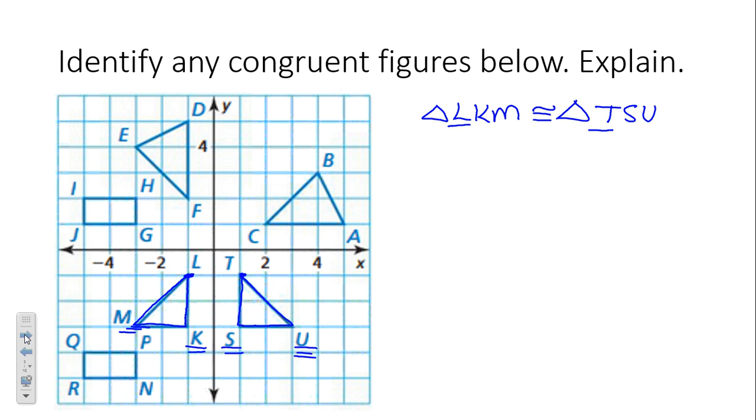What's another pair of figures that are congruent? IHGJ. Okay, that's a rectangle. We don't have a symbol for rectangle, so we're going to write the word rectangle. IHGJ, congruent to. Okay, so Andrew, you started us with this. IHGJ, so QPNR, I would agree.